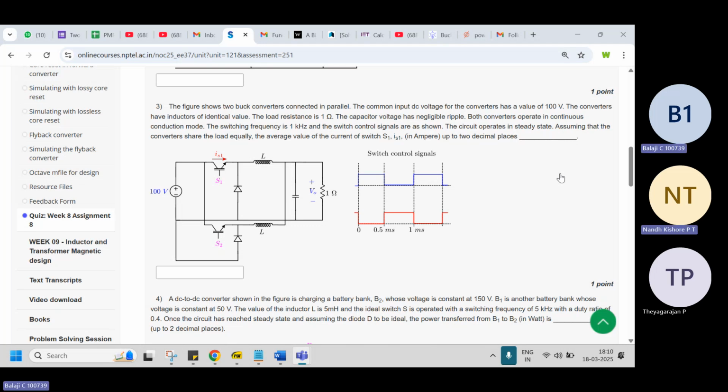The total current will be divided, assuming both switches are identical, I mean ideal switches. Once you know the individual inductor current, you can directly find the device current also, that is S1 or S2. Yeah, you're right. You can assume both the devices to be identical and proceed. Okay then, thank you.